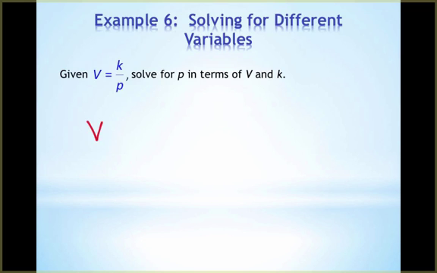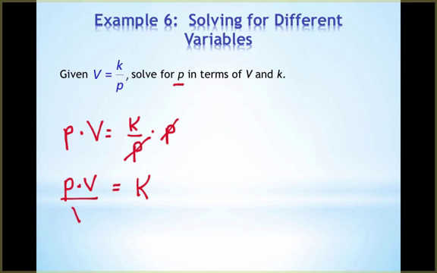Now let's look at the formula V equals K over P, and we want to solve for P in terms of V and K. If we read the right-hand side as K divided by P, we could multiply both sides by P so that divided by P times P will cancel, and we get K equals P times V. But now I want to get P by itself, so I would divide both sides by V. And if I do that, I get P equals K divided by V.